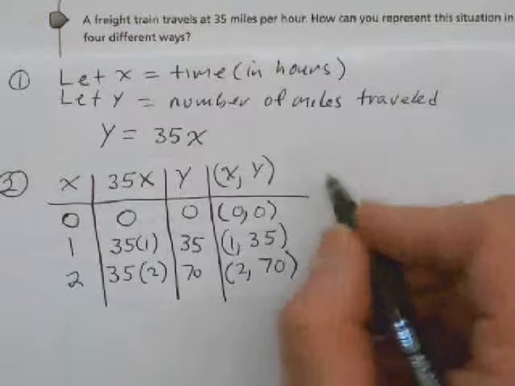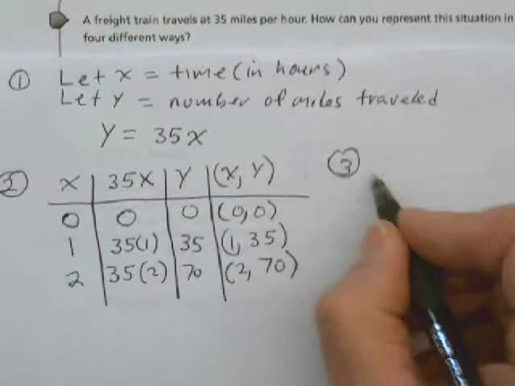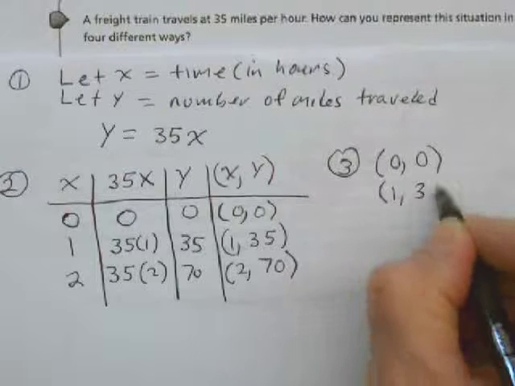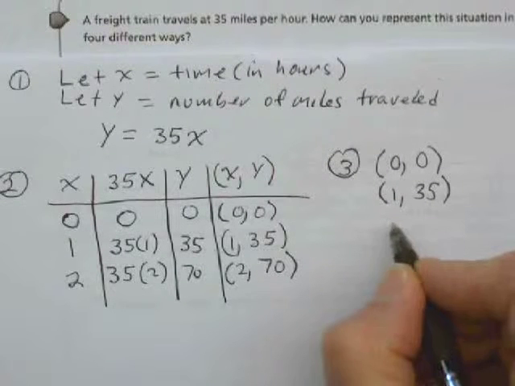And then for my third way, just going to kind of cheat right here, would just be the ordered pairs itself. (0, 0), (1, 35), and lastly, what do I have? (2, 70).